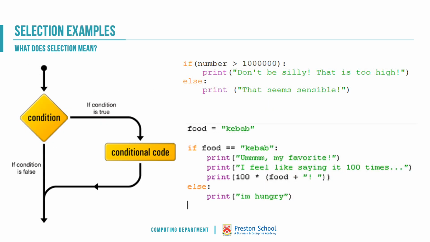So two examples here. If number greater than 1 million, is it 10 million? Don't be silly, that is too high. Else print, that seems sensible. We only print, don't be silly, if the person's entered a really high number. If food equals kebab, say something about liking kebabs. Else print, I'm hungry. Whenever we think about selection, you're just looking for an if statement.